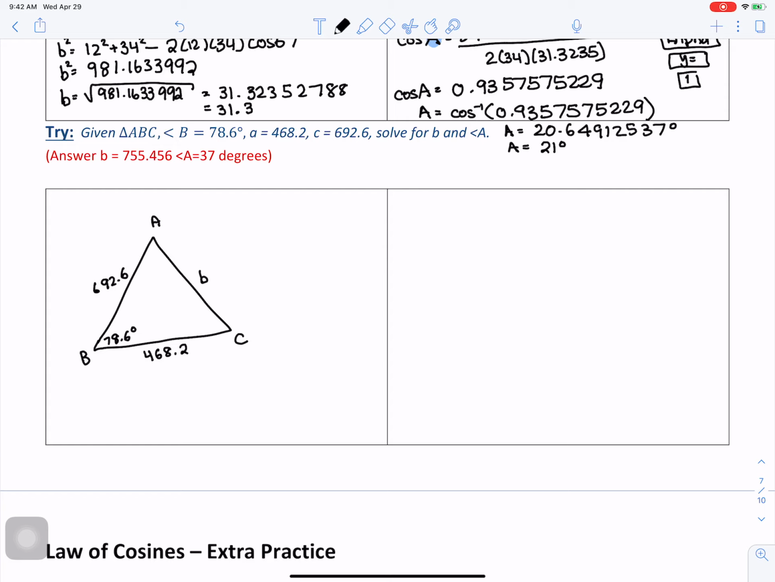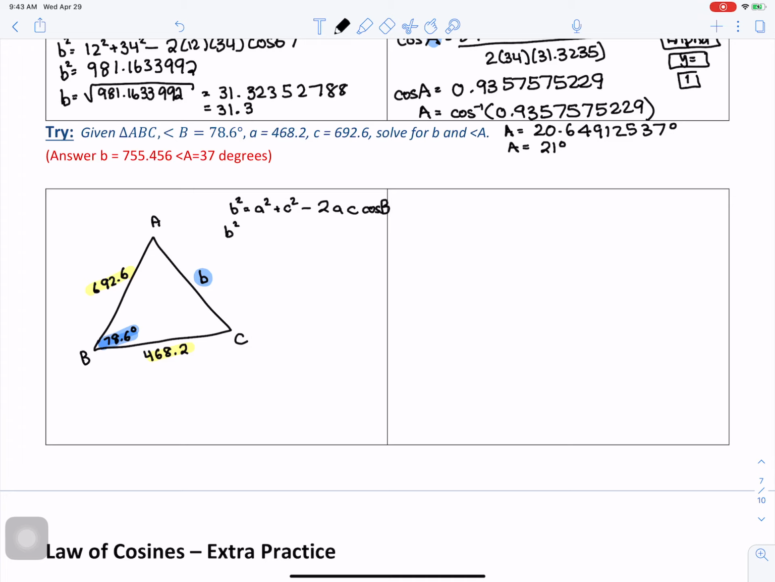So what I'm going to do first is set up the pairing that I'm interested in. So I'm interested in finding b. So there's my angle, and there's my two sides. So again, I'm going to use my b formula. b squared is equal to, and then this part has to be cosine B. And then you just use the other two letters when you're filling in the formula. a squared plus c squared minus 2ac cosine B.